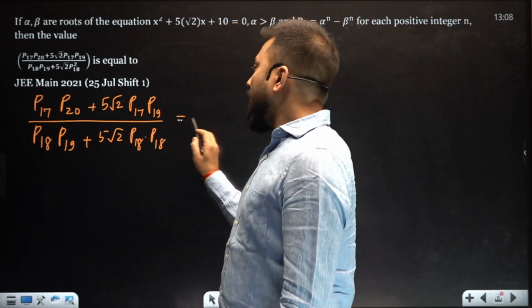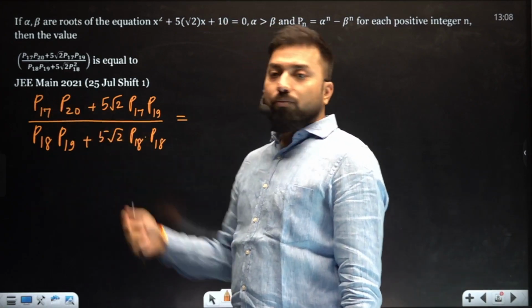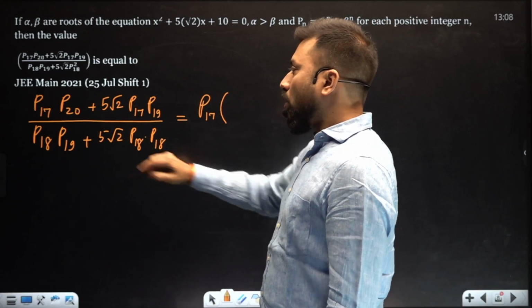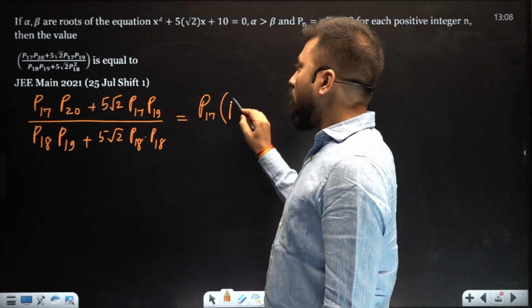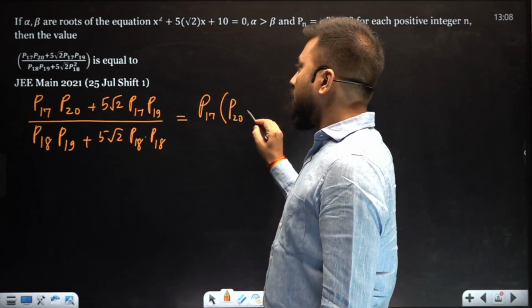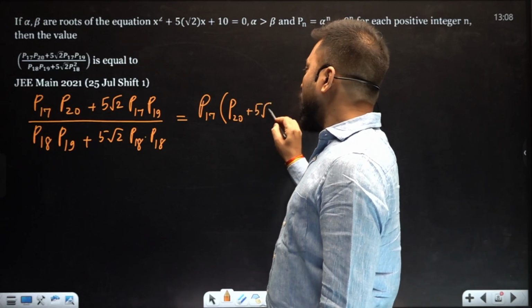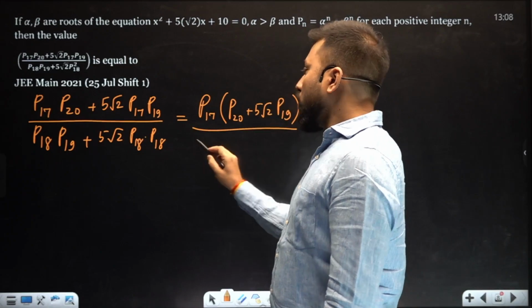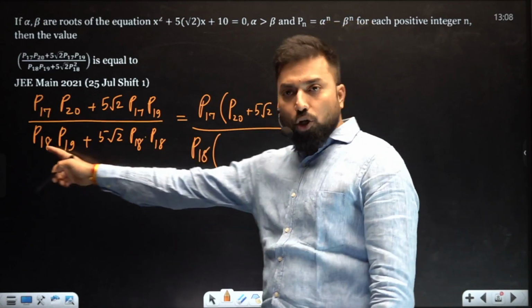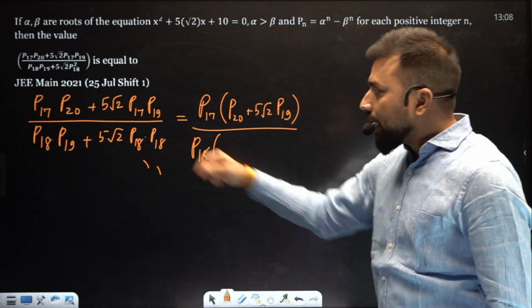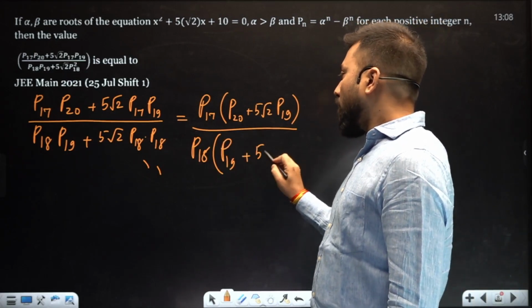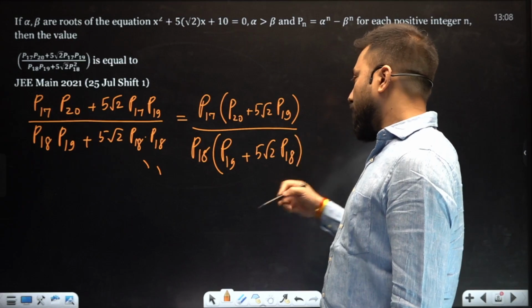Okay, so what I'll do is I'll take common P17 from here, right? P17 has been taken common. What we can see here is P20 plus 5 root 2 times P19. This is the value. Here we can take P18 common from here. If you take P18 common, we'll be left with P19 plus 5 root 2 P18, right?